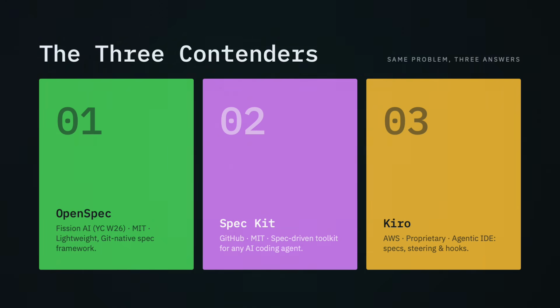Kiro comes from Amazon Web Services. It's proprietary, a full agentic IDE and CLI, not just a set of templates, and its pitch is that specs, hooks, and cloud deployment all live in one integrated environment. Same problem, three very different organizations backing three very different answers.